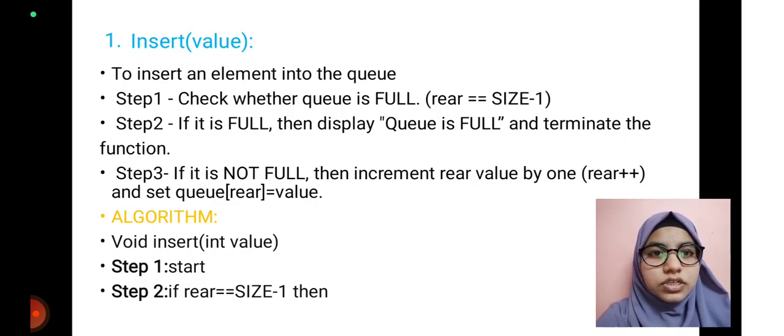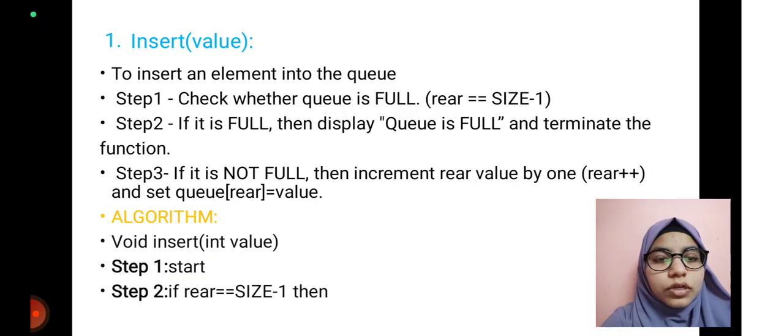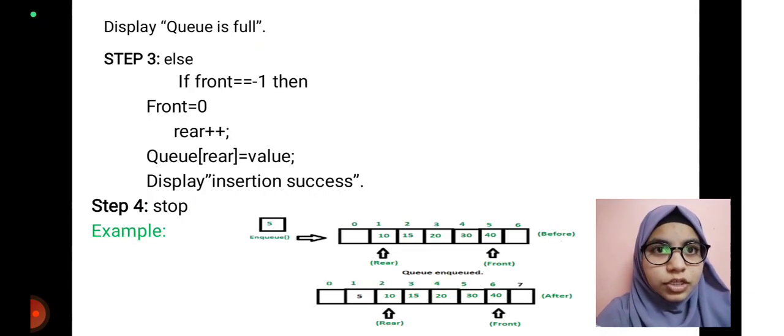Algorithm for insertion. Void insert, integer value. Step 1, start. Step 2, if rear equal to size minus 1, then display queue is full. Step 3, else if front equal to minus 1, then front equal to 0, rear plus plus, queue of rear equal to value, display insertion success. Step 4, stop.